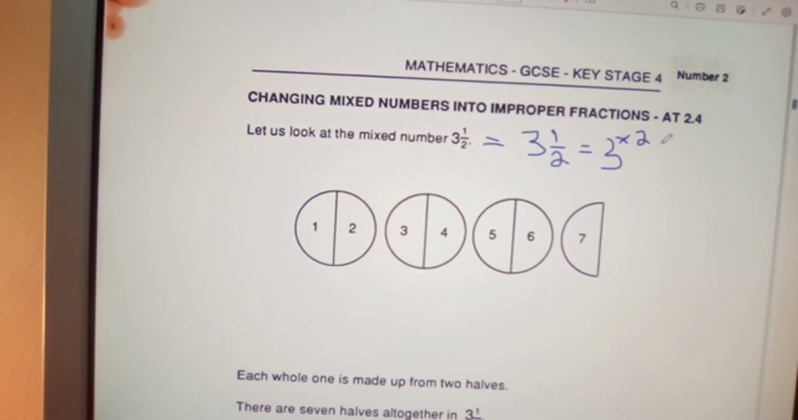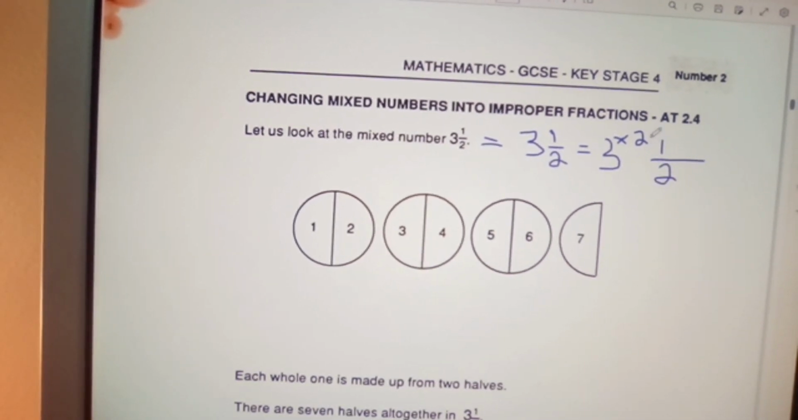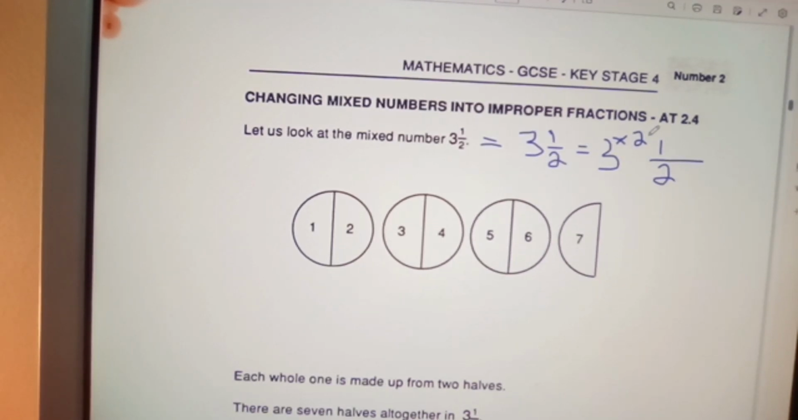And we still have all halves here. So all I've done is to take, we still have all half here. Let me just retain the half. 3 times by 2 equals 6, equals what?